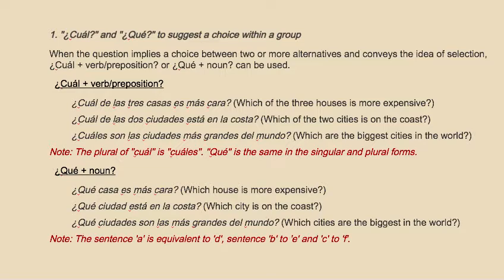Also, qué plus noun can suggest a choice within a group as well. Like "¿qué casa es más cara?" Which house is more expensive? "¿Qué ciudad está en la costa?" Or "¿qué ciudades son las más grandes del mundo?" The thing is that with this one, to suggest choice within a group, there's a bit of flexibility with the usage. However, when you have these two options right in front of you, generally speaking cuál plus a verb or a preposition is usually the more common one. Like "¿cuál es tu favorito?" of these two things that I have.